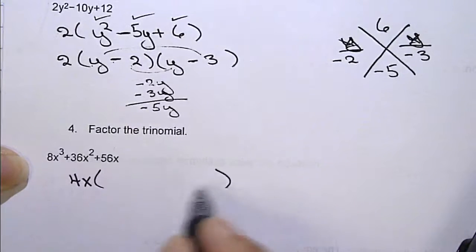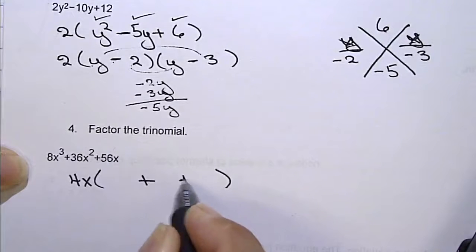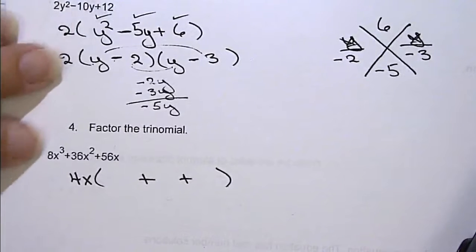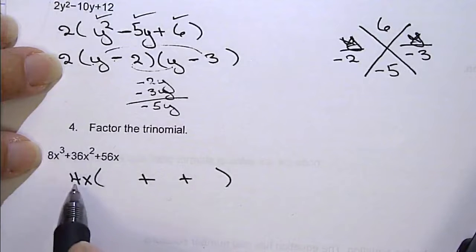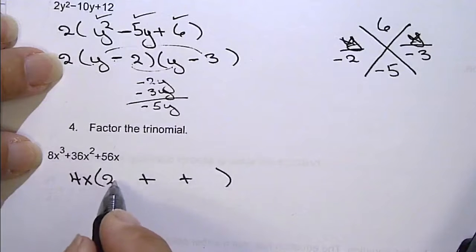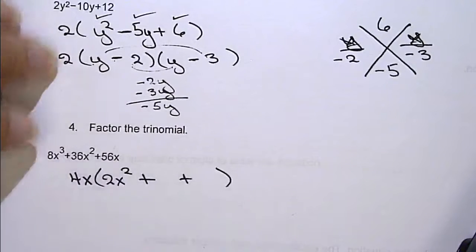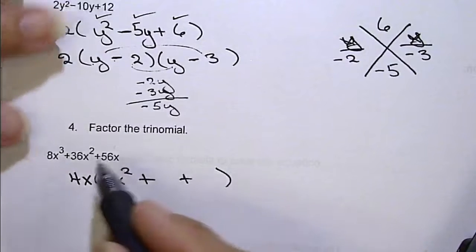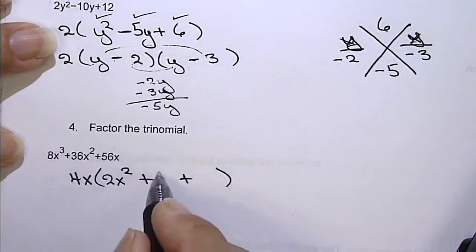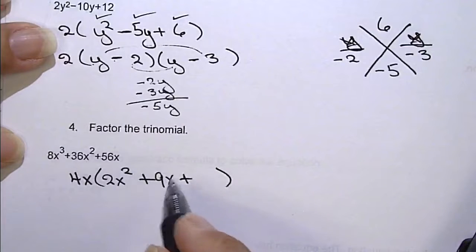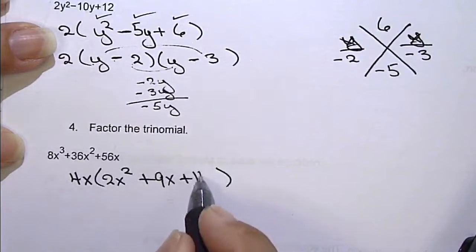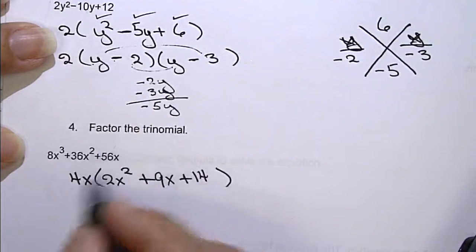And when I do that, I know I've got 3 terms in this trinomial. I know I haven't factored out a negative, so those signs stay the same. I say 8x cubed divided by 4x. Well, that gives me 2x squared, doesn't it? And then I say 36 divided by 4 is 9. x squared divided by x is x. I say 56 divided by 4, well, I just did that, it was 14, wasn't it? And x divided by x just gets rid of it.